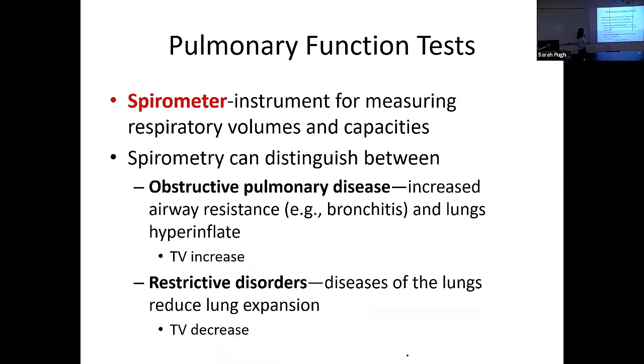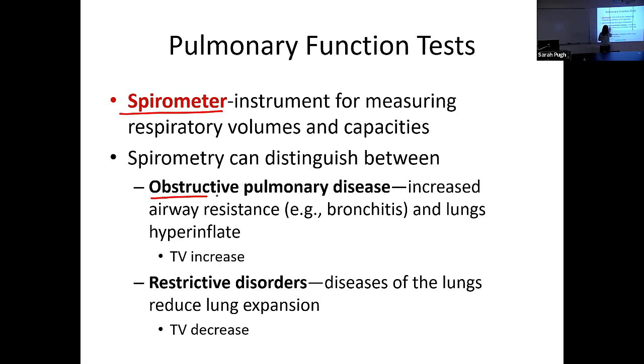So how do we measure all of these different air movements and lung function? We use something called a spirometer. So this is the instrument we use to measure these volumes and capacities. And a spirometer reading, when you do a spirometry reading, it can be used to distinguish between things like obstructive diseases and restrictive diseases. So what does that mean?